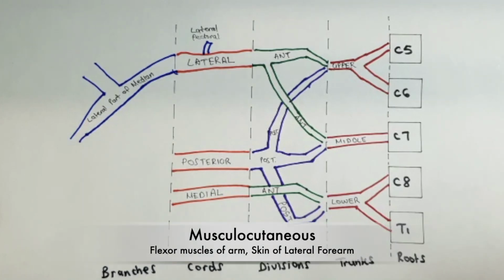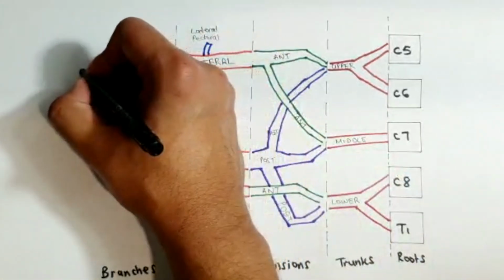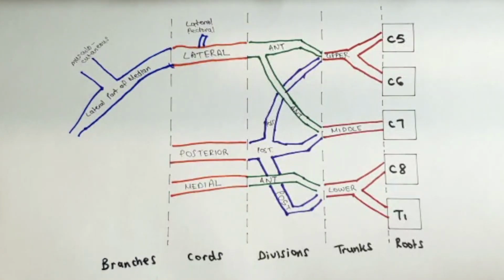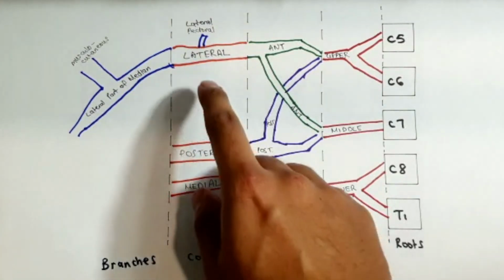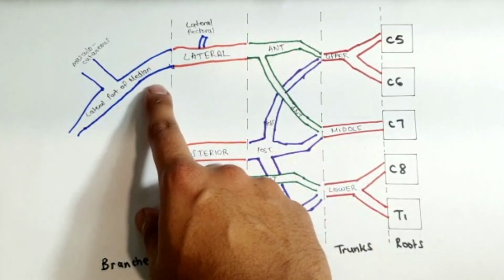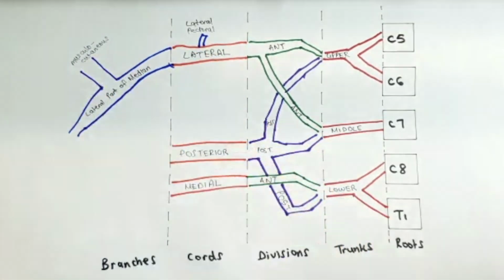Now, the musculocutaneous nerve is in charge of supplying the flexor muscles of the arm as well as the skin overlying the lateral forearm. So again, a quick recap. The lateral cord will give rise to the lateral pectoral nerve, the lateral part of the median nerve, as well as the musculocutaneous nerve. Now we move on to the medial cord.